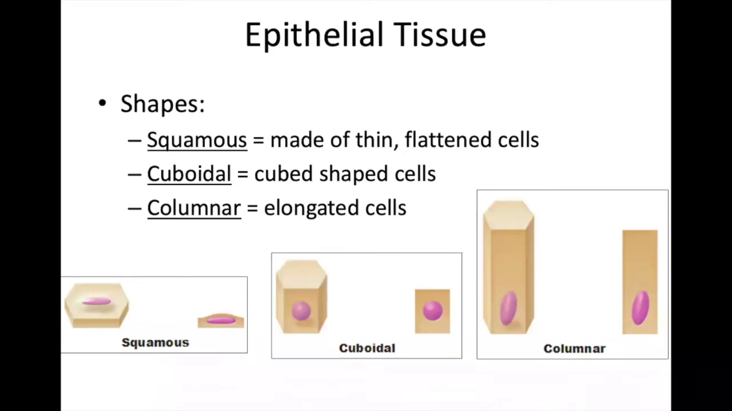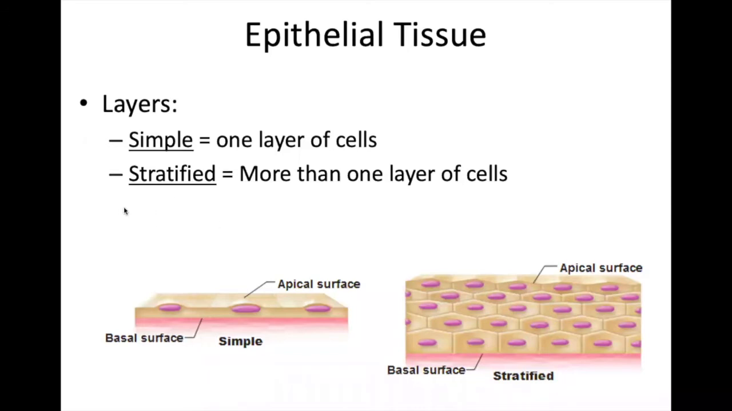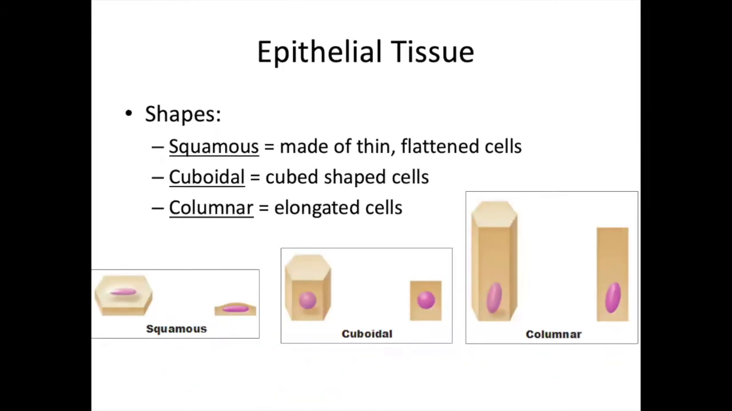The shapes, we're going to have 3 shapes. But I lied, by the way. There is a third layer word called pseudo-stratified. That's confusing, and I'm waiting to get to that. So let's move on. Shapes. We got 3 shapes that we're going to worry about: squamous, cuboidal, and columnar.